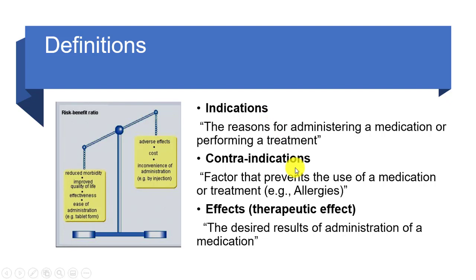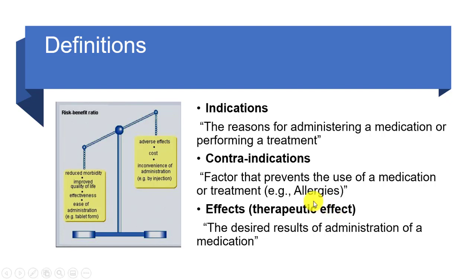Okay. If you talk about effects or therapeutic effect, effects are essentially the desired results of the administration of a drug. They can be any effect that we want. For example, if we are giving a pain medication, the desired effect is decreasing pain. So this is the desired effect that we want out of that drug, and that's why we are going to administer it.